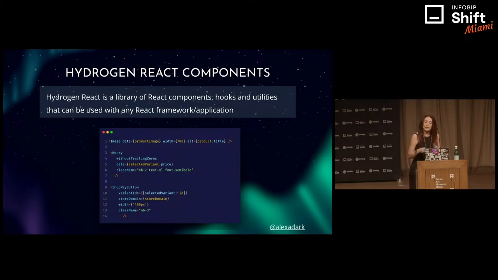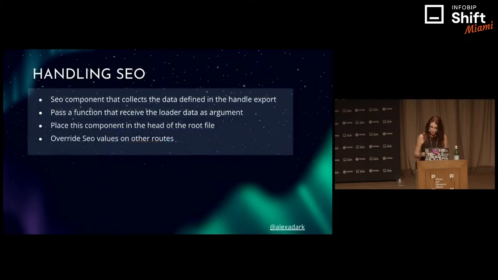The image component displays the image very easily. The money component will display the price and currency by passing the price as data, and the Shopify Pay button is a Buy Now button that you can have just by passing the store domain. And there are many more that you can explore in the documentation.